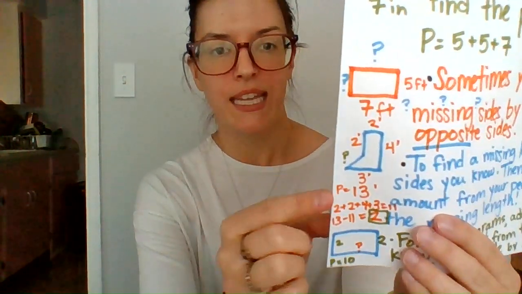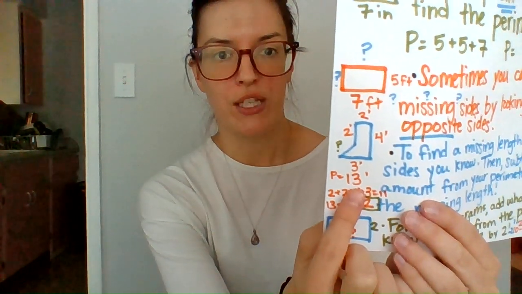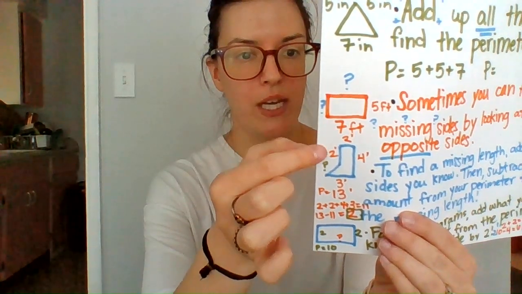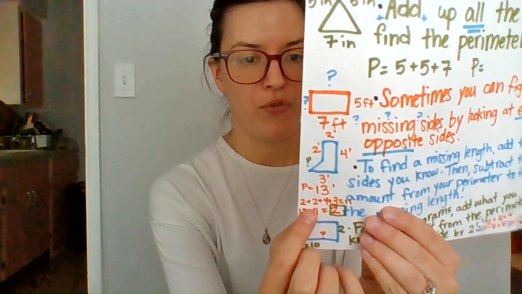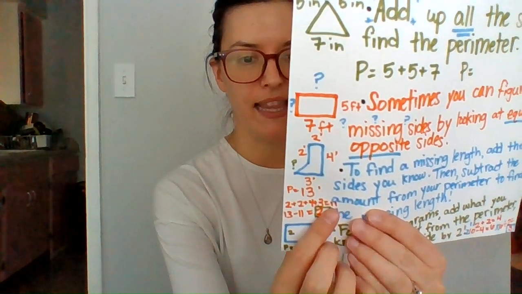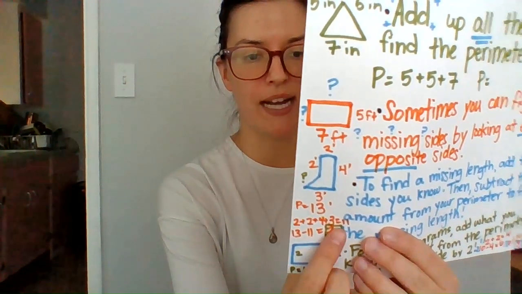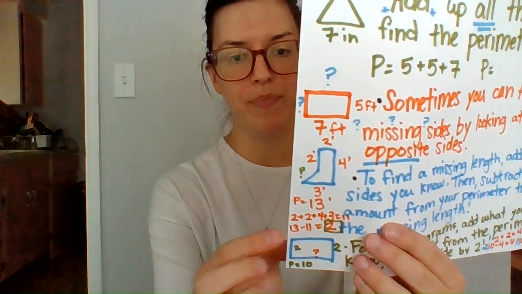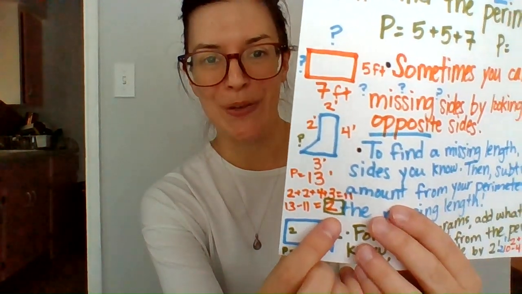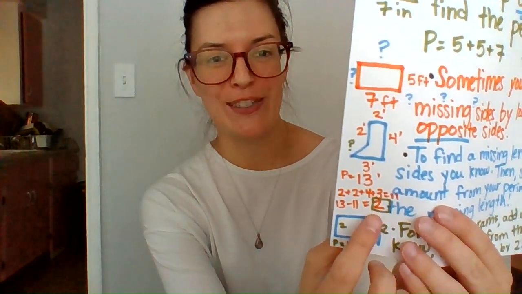So to figure it out, they told us that the perimeter for this shape was 13 feet. So all I have to do is add up these different side lengths. 2 plus 2 equals 4. 4 plus 4 equals 8. 8 plus 3 equals 11. So now to find this missing length, all I have to do is subtract my sum of 11 from my perimeter total of 13. 13 minus 11 equals 2. So we know this green little question mark is 2 feet.